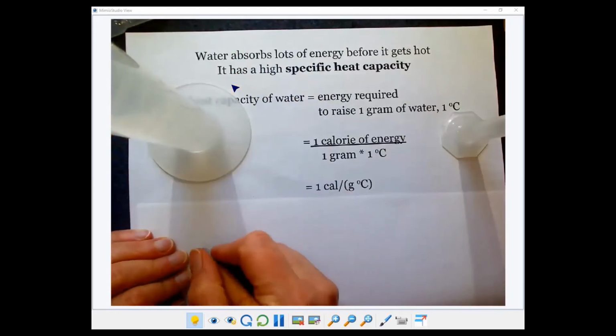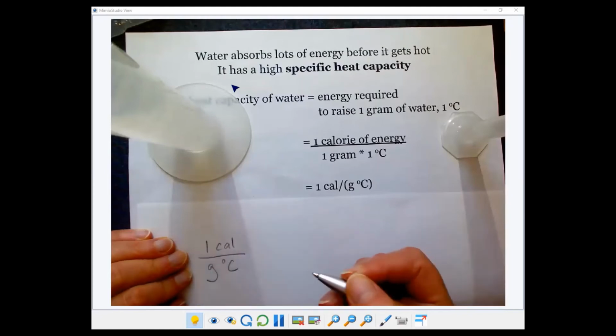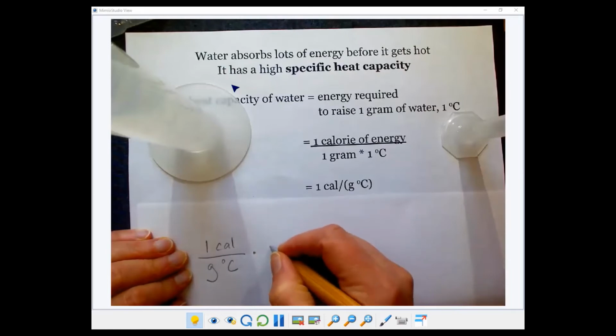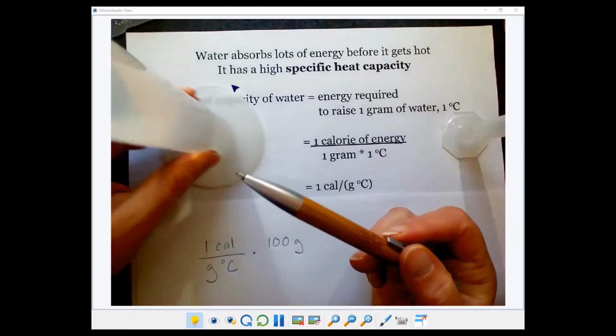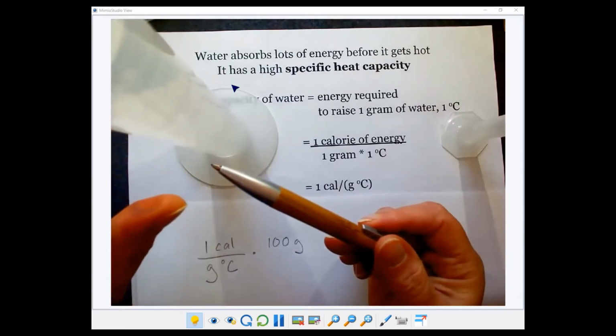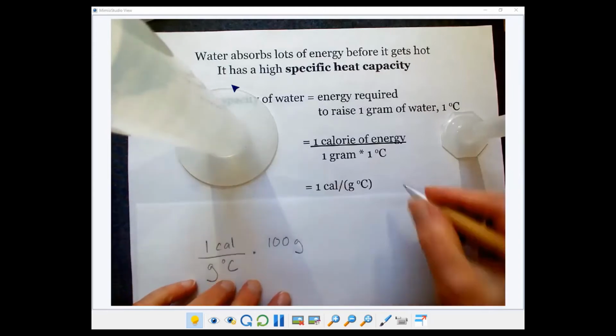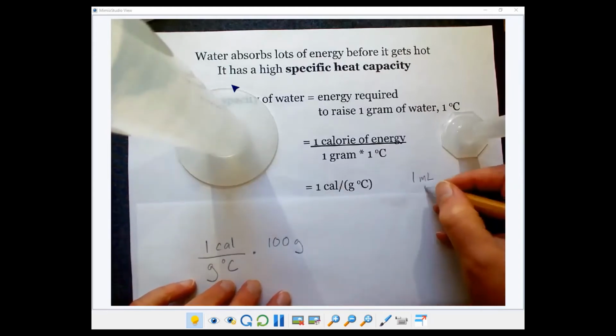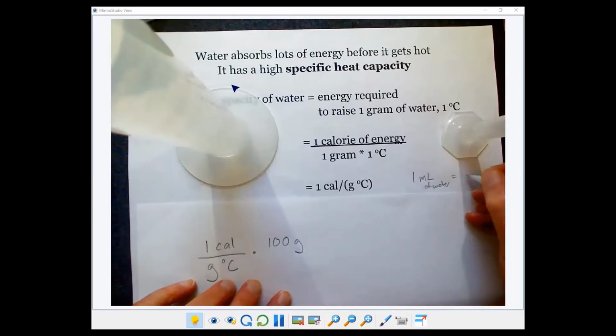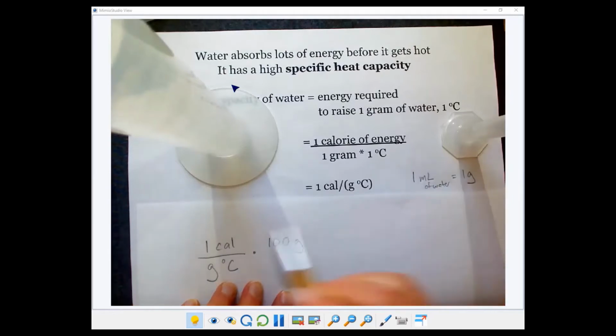So we're going to say that we have 1 calorie per gram degree C, and we actually have 100 grams. And I'm going to clarify that. We have 100 milliliters in this graduated cylinder, but I've said that 1 milliliter of water equals 1 gram. That's how much it weighs. And that's not true for all of them, right? We looked at density and those are all different, but for water, that is true at room temperature. So anyway, we have 100 grams of water.